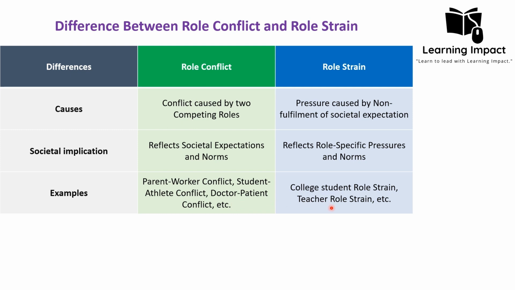In the case of role strain, for example, college student role strain: the expectation from a student is that he has to excel in academics. Also, he has to participate in multiple clubs. He has to submit assignments on time, and he should be attentive in class. So this leads to college student role strain. Then another, teacher role strain. Someone who is a teacher has a single status, but different roles and expectations: the teacher has to give personalized attention to each and every student, and also has to cover the curriculum within a limited time. So this leads to role strain.